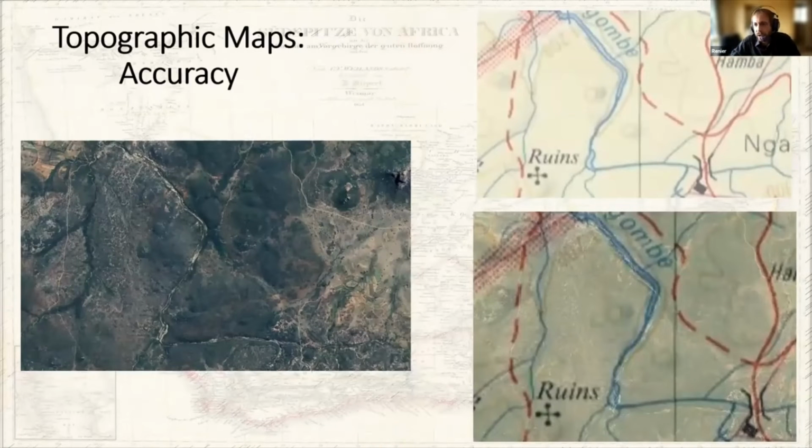Now, a lot has already been said about the accuracy of topographical maps. I'm not going into too much detail about that. I would just like to point out that accuracies on a map can differ even if the map itself is accurate.